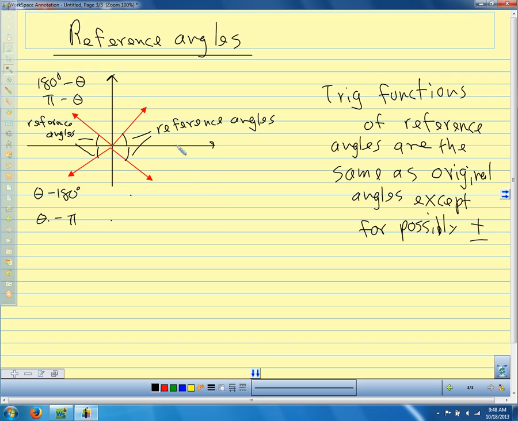And fourth quadrant, we're going to this line. So when we're all the way around here, what do we call this angle? We go all the way around. What's the angle from here around to here? 360. So to find my reference angle, if this angle were 300 degrees, how would I find the reference angle? How would I find this angle? There we go. 360 minus theta, or 2 pi minus theta in radians. That's how we find our reference angles in the different quadrants.